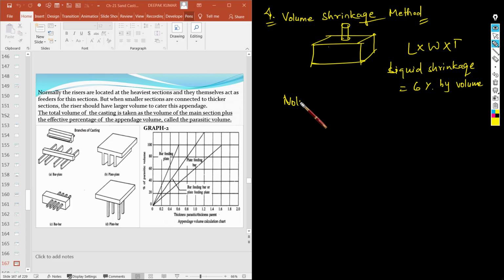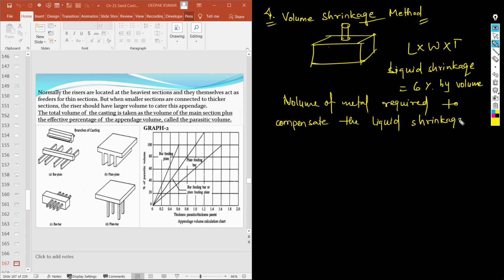The volume of metal required to compensate the liquid shrinkage, or you can say volumetric shrinkage, will be equal to, let's suppose the liquid shrinkage is A%, so A by 100 of the casting volume. This is the volume which is required, known as the volume of shrinkage.